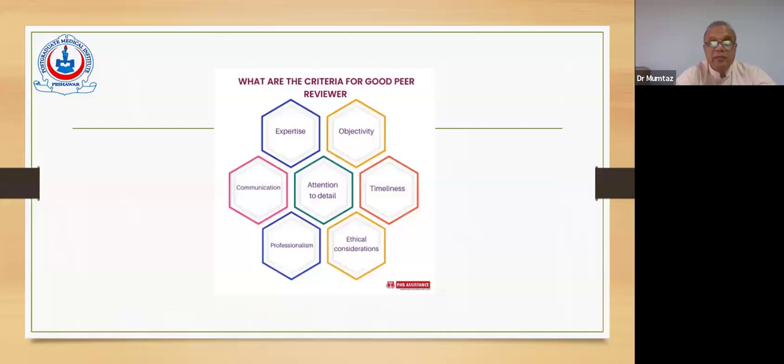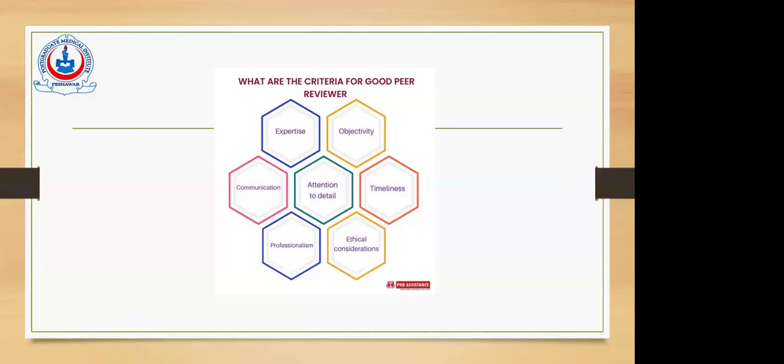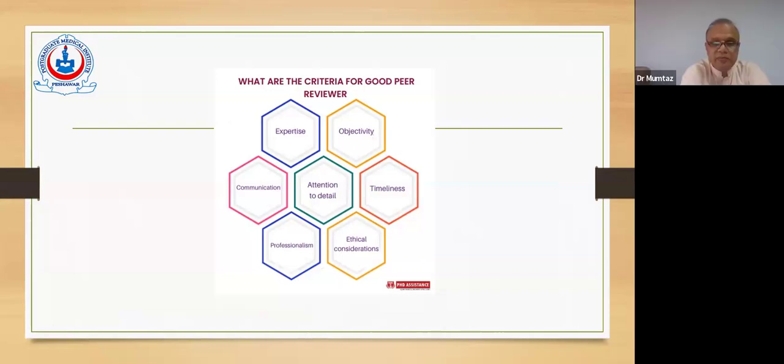Okay, once you become a peer reviewer, then you will strive to become a good peer reviewer. These are the characteristics of a good peer reviewer: should be sufficiently expert in his field. He or she should be unbiased towards the review. He or she should have communication skills, proper communication with the editor, or if needed with the author.